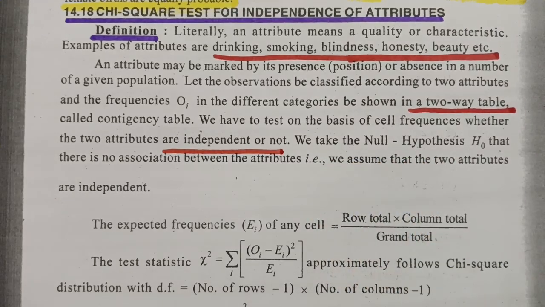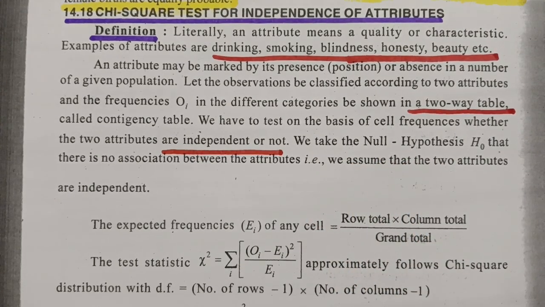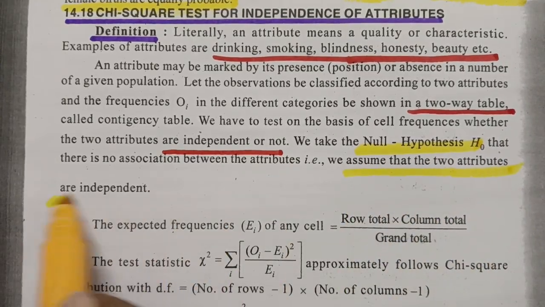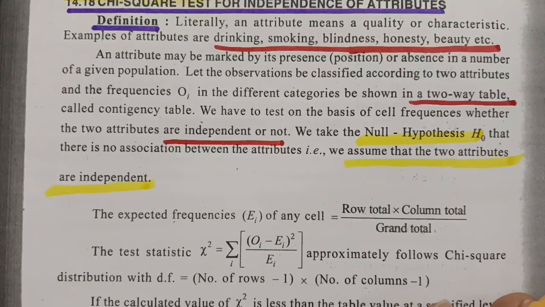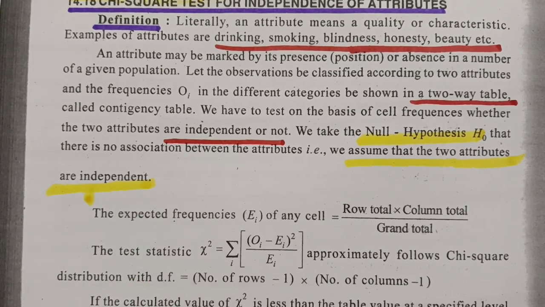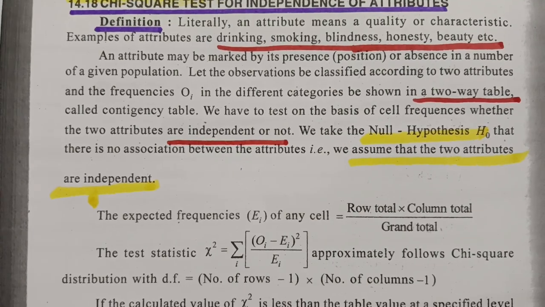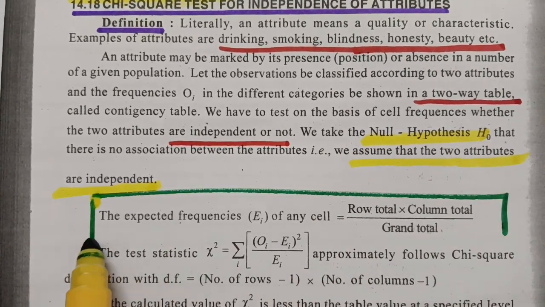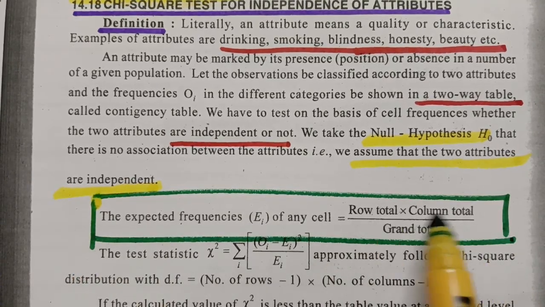So, as usual, we take the first step as the null hypothesis, that is, we assume that the two attributes are independent. The next one is the alternate hypothesis: we assume that the two attributes are not independent. And the next one is an important formula, the expected frequency. In order to find the expected frequency, the formula is very, very important: row total into column total by grand total.